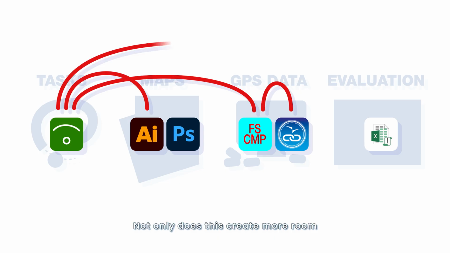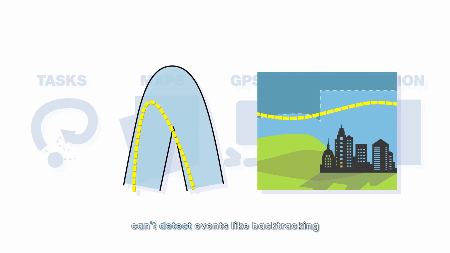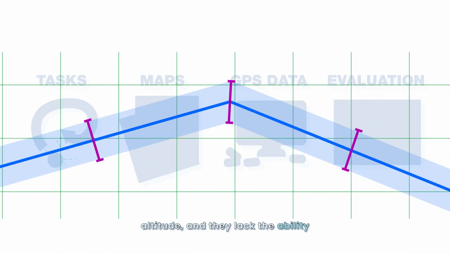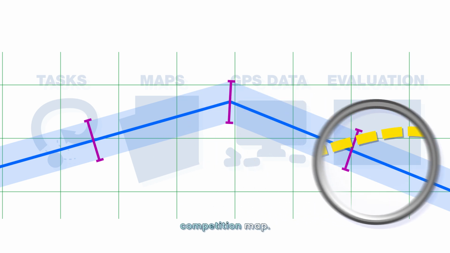Not only does this create more room for error, but these tools often can't detect events like backtracking or dropping below minimum altitude, and they lack the ability to visualize flights on the actual competition map.